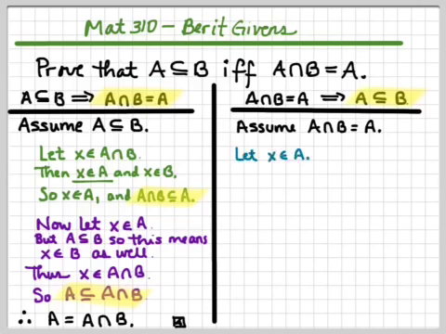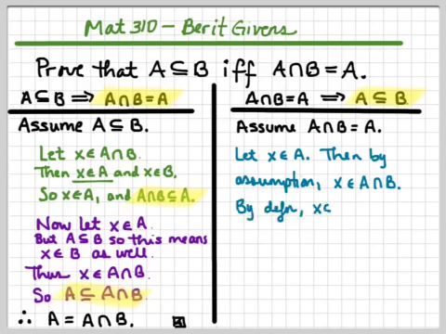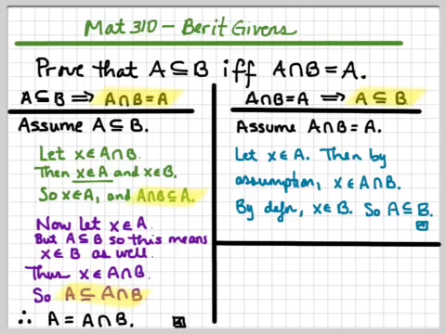So let's let x be in A. Then by the assumption, since A equals A intersect B, I can do a substitution and say, well, that means x is an element of A intersect B. And so that means x is in A and x is in B. But what am I trying to end with here? I'm trying to end with just x is in B, so that's just the part I'll mention. x is in B. And so A is a subset of B. And we're done with that direction as well.